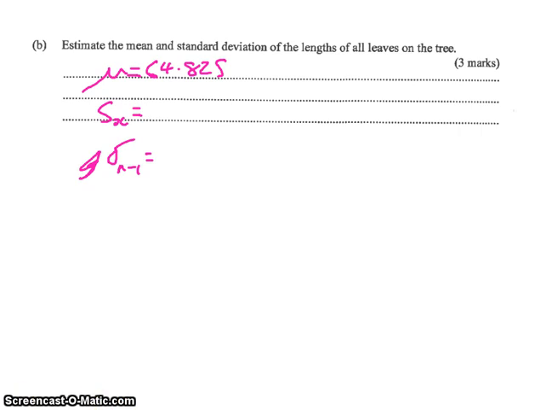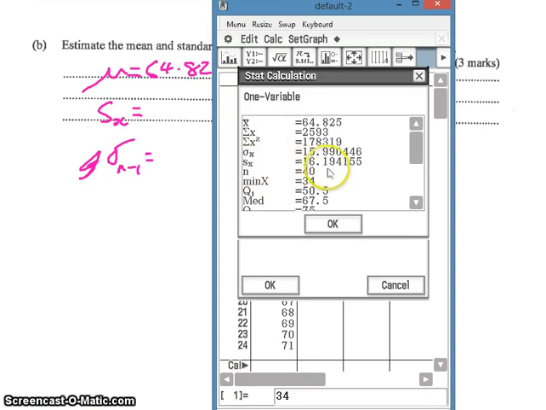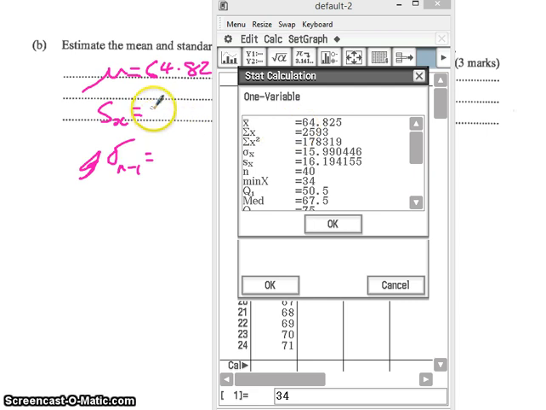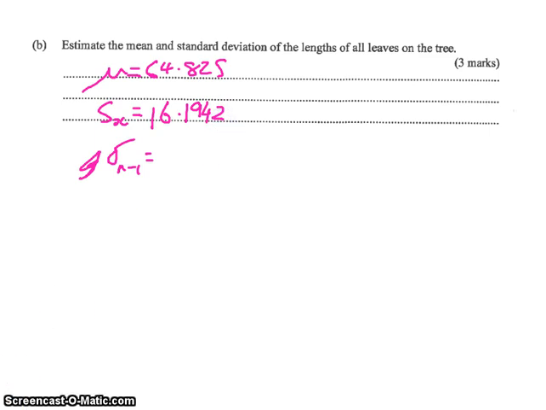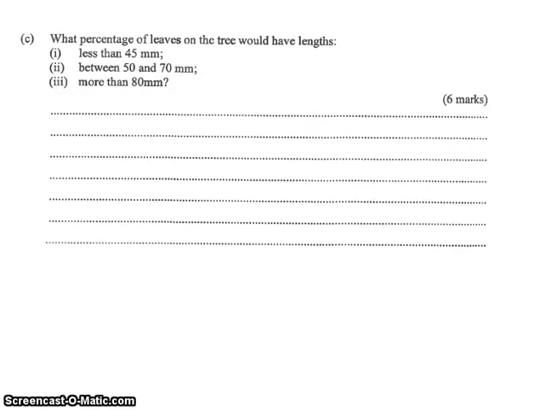So if we go back to our calculator, you can see we've got this Sx value of 16.1942 to 4 decimal places. That's what we're going to use. That is our estimate for the standard deviation of the population, 16.1942. I think if you're using a ClassPad 300, it says sigma n-1, which is the same thing. So they're both 16.1942. Now that we have these estimates, we can make predictions about leaves on the whole tree.